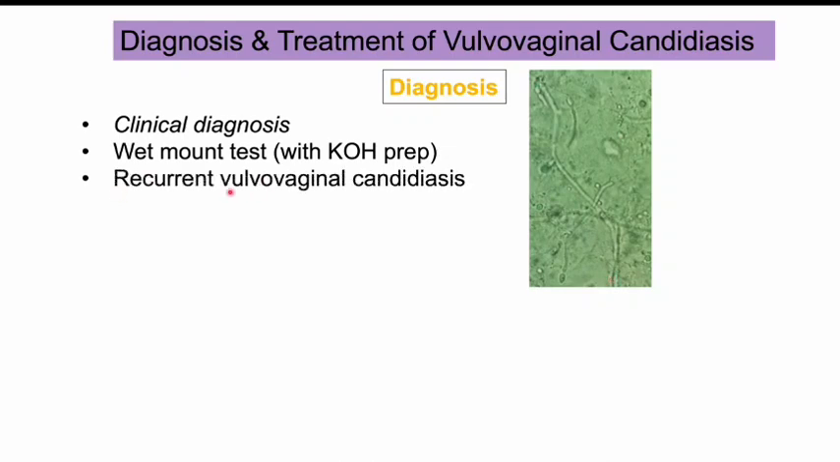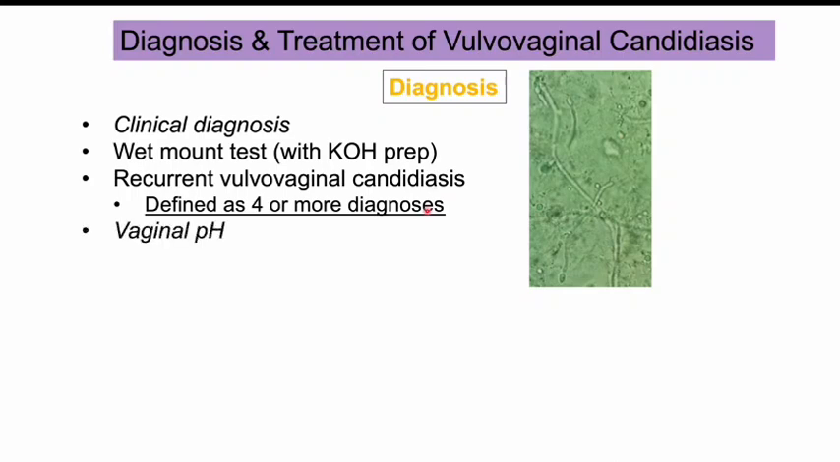Now, with regards to recurrent vulvovaginal candidiasis, this is going to be classified or defined as having 4 or more diagnoses of vulvovaginal candidiasis. Now, some clinicians may assess the vaginal pH. The vaginal pH in vulvovaginal candidiasis is not going to increase. So this is going to be different than other vaginal conditions like trichomoniasis or bacterial vaginosis, where their vaginal pH is going to be above 4.5. But in vulvovaginal candidiasis, it's going to often be below 4.5. So this can be a way to rule out those other conditions if there's any thought or suspicion that they may have trichomoniasis or bacterial vaginosis.